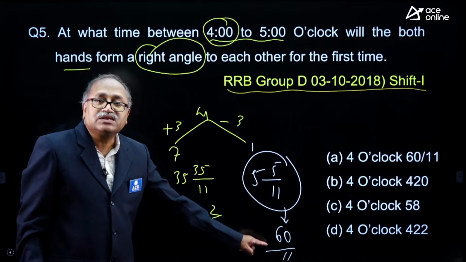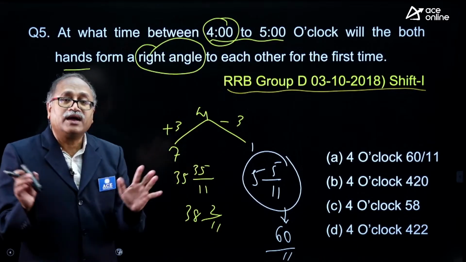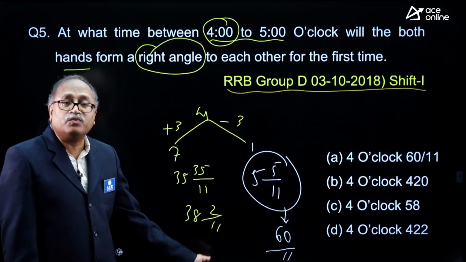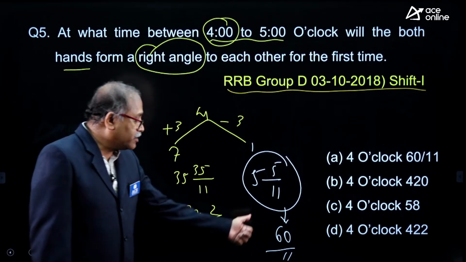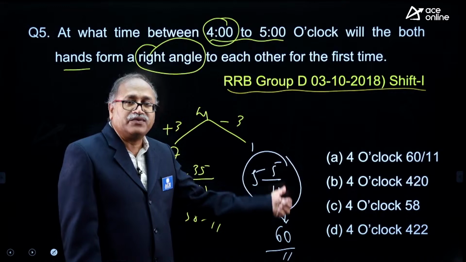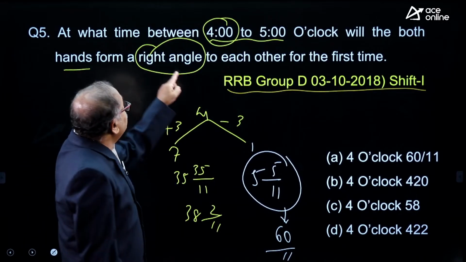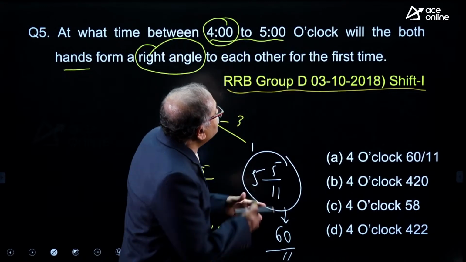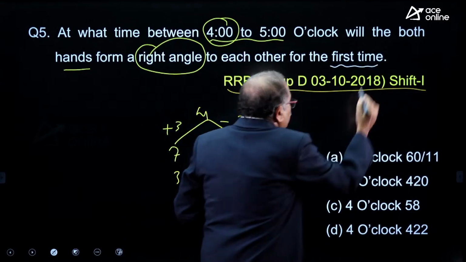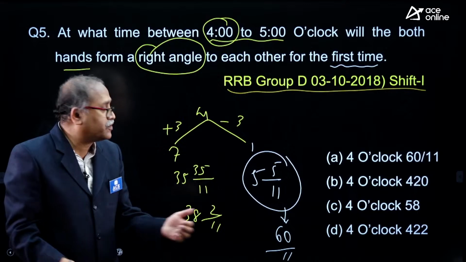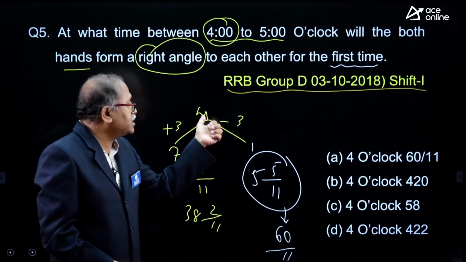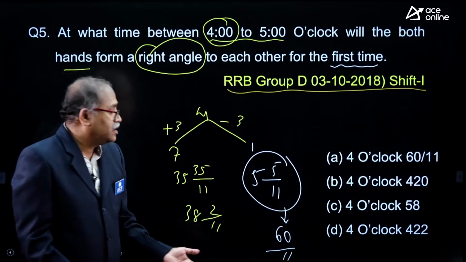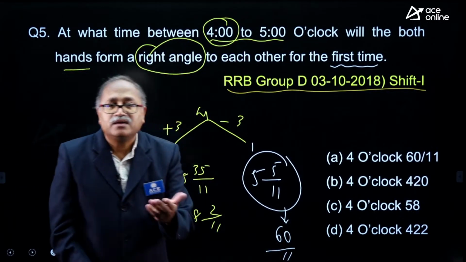That means at 60 by 11 minutes past 4, the hands of the clock will be at a right angle. So there are two timings. One is 38 2 by 11 minutes past 4. The other one is 60 by 11, that is 5 by 11 minutes past 4. It is said that the smaller one is the first time. So which time comes first? Obviously 5 by 11 minutes past 4 comes first. So what should be your answer? So 4, 60 by 11.